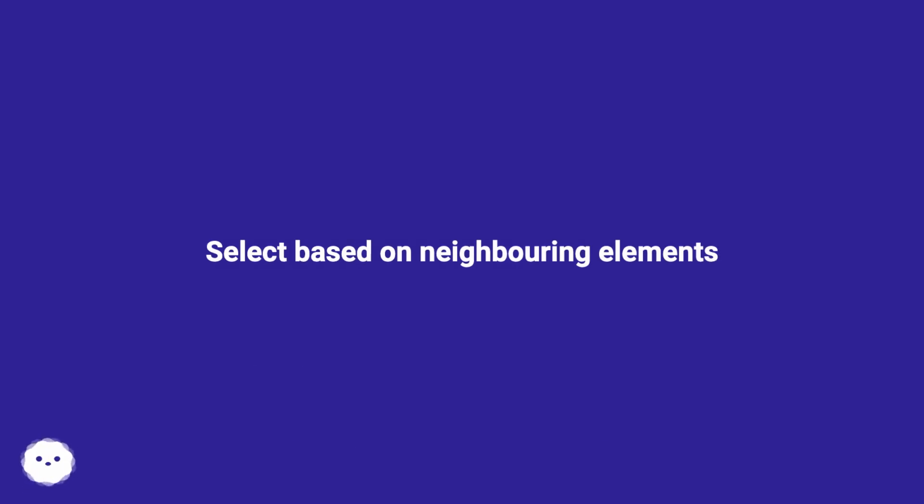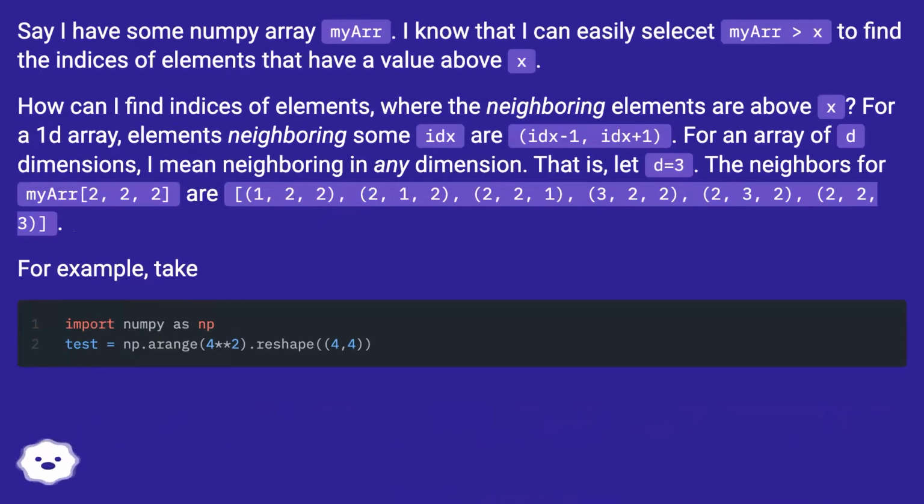Select based on neighboring elements. Say I have some numpy array nya. I know that I can easily do nya > x to find the indices of elements that have a value above x. How can I find indices of elements where the neighboring elements are above x?